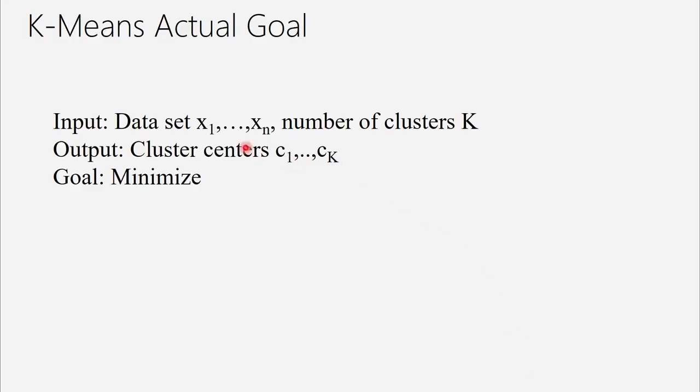So let's talk about k-means from a more mathematical perspective. The input to k-means is your data set, and then the number of clusters you're going to have. And the output is just the centers of the clusters. And those cluster centers are chosen to try to minimize something. And what is that? It starts with the distance between a point, xi, and a cluster center, ck.